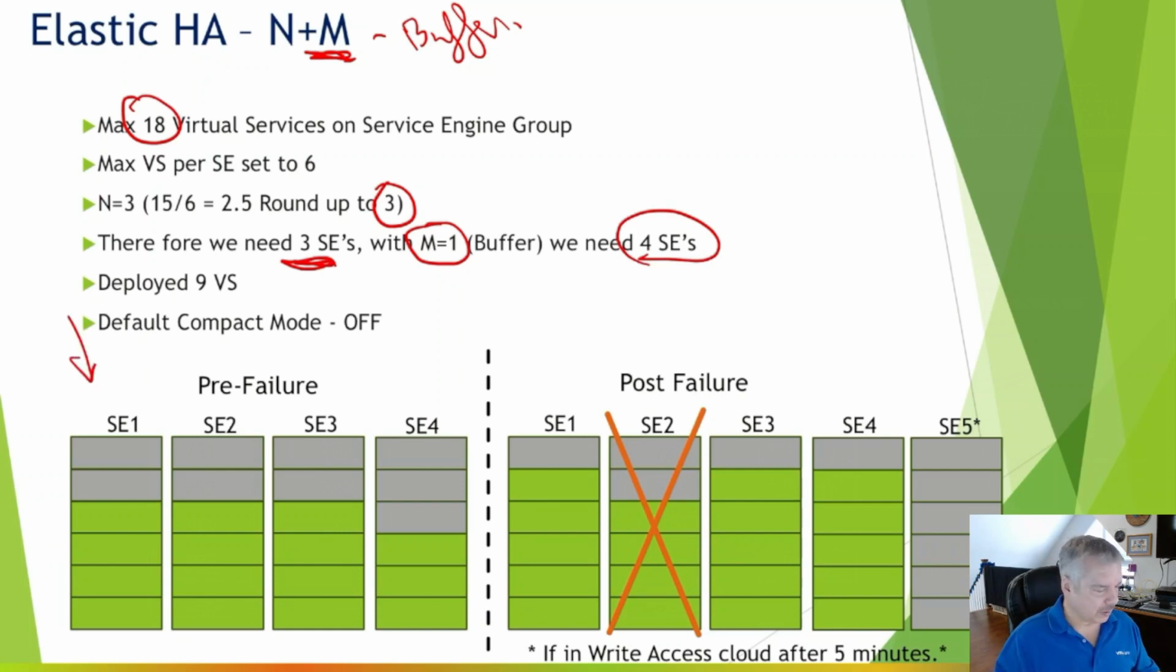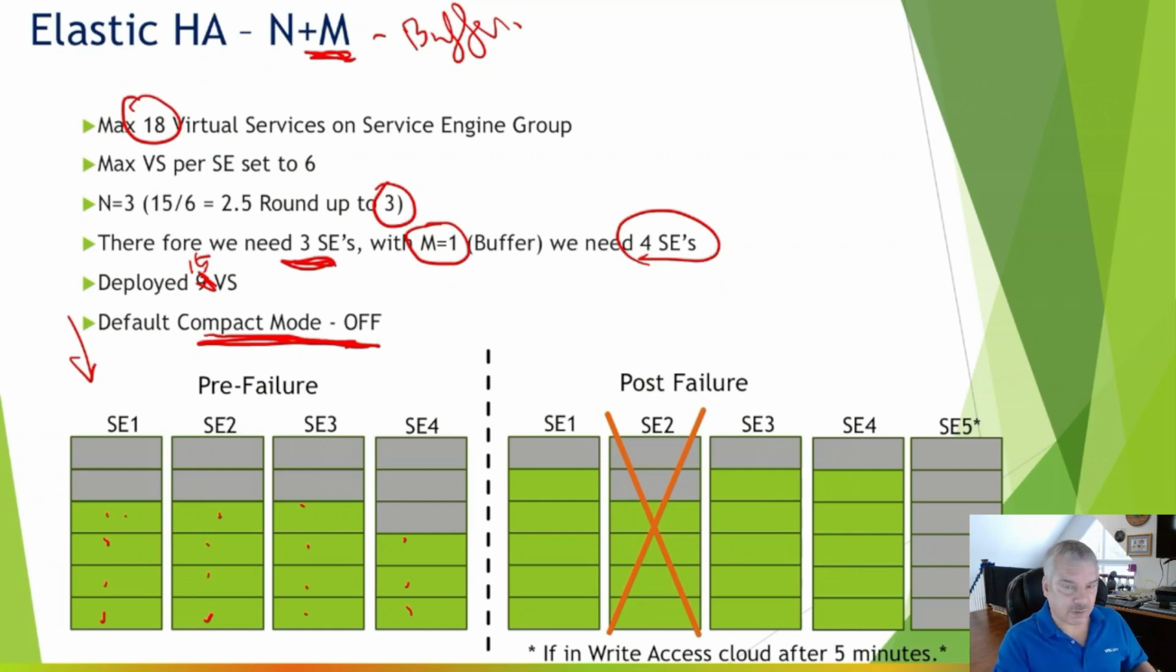In this example, it says I deployed 9 virtual services. That's wrong. It's 4, 8, 12, 15. I deployed 15 virtual services. That's what the green boxes are showing me, my 15 different virtual services I deployed. And you see them spread across all of these service engines. This is the default setting. Compact mode is off, all right? So that means it's going to spread them across all of those.